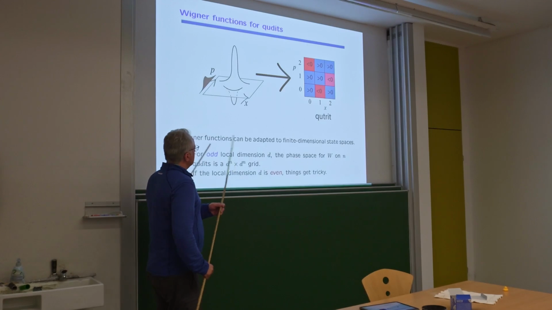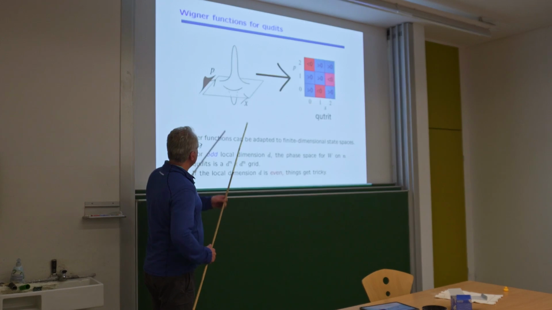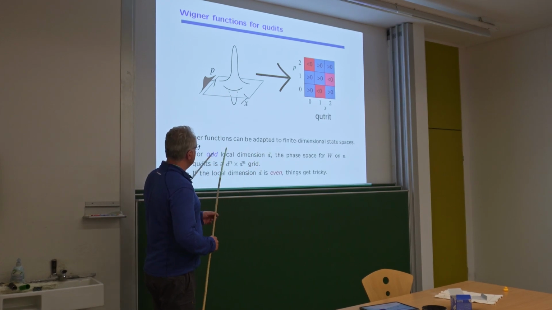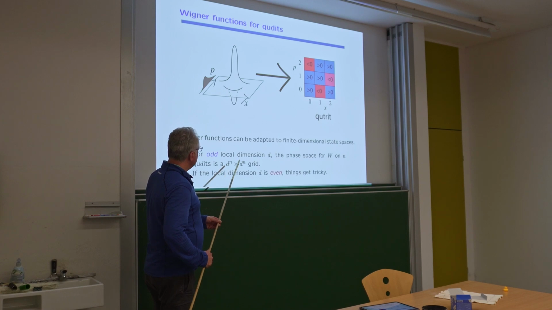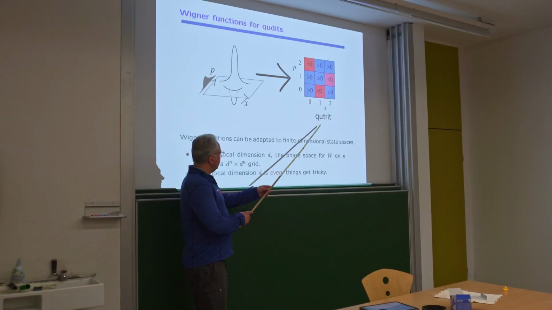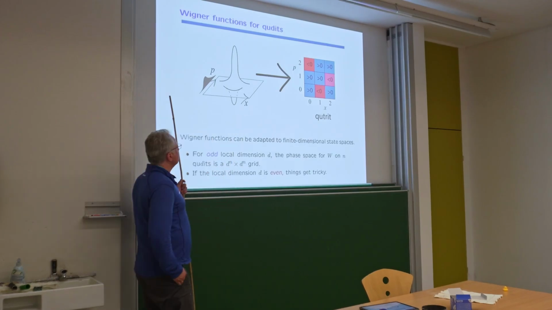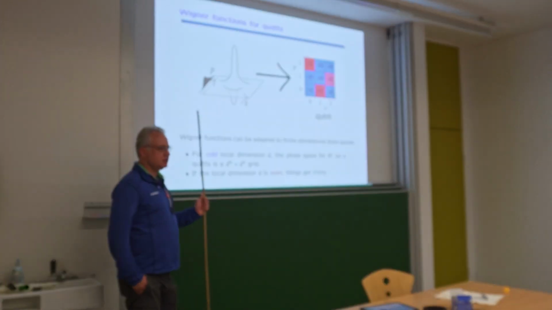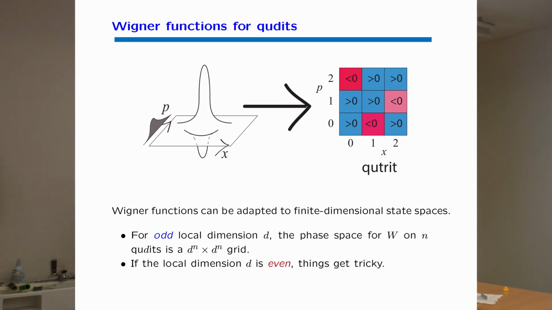The upshot is, and that's what we are going to develop now, that Wigner's original Wigner function can be adapted quite nicely to finite Hilbert space dimension as long as that finite Hilbert space dimension is odd. If finite Hilbert space dimension becomes even, then all hell breaks loose. And we save that for later, and we will probably not talk about that very much in this course. So we mostly will stay with odd dimension where everything is just fine.